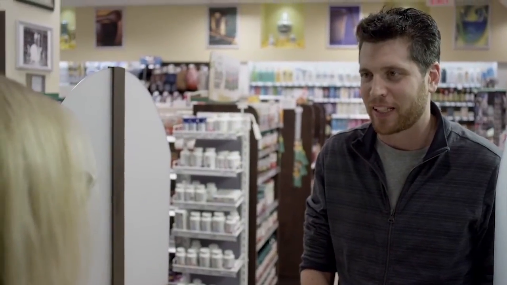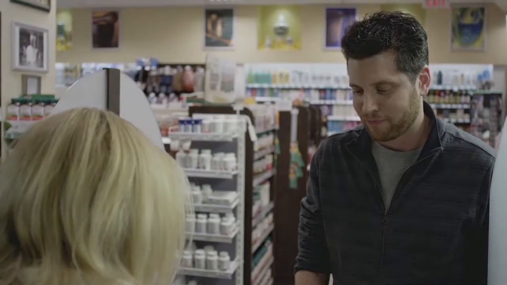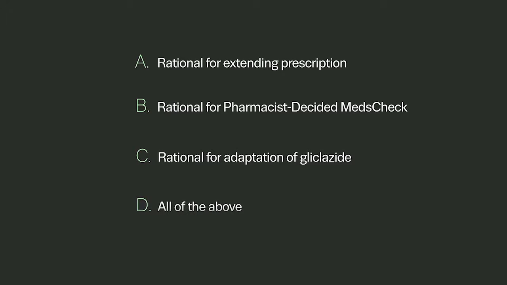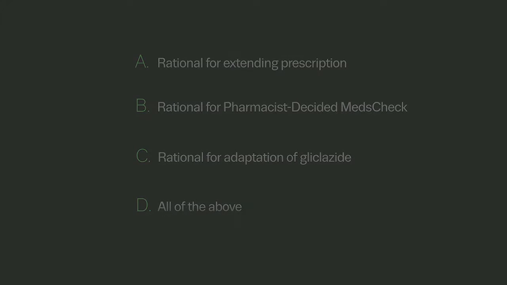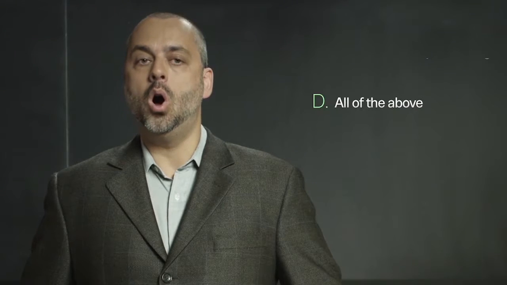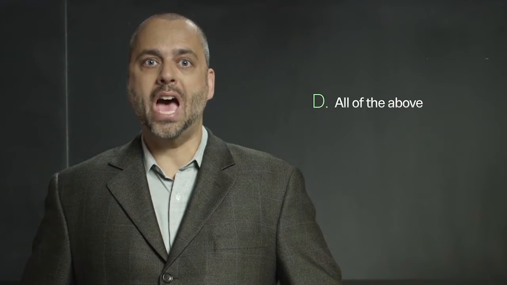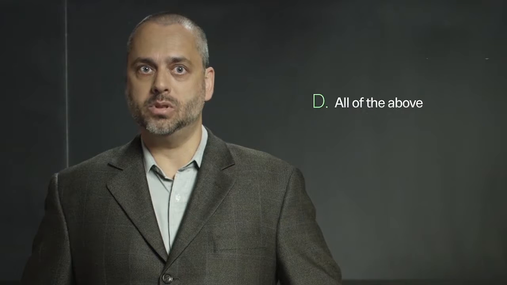In our case, which of the following will the pharmacist have to adequately document? A, the rationale for extending the prescription. B, the rationale for pharmacist-decided meds check. C, the rationale for adaptation of gliclazide. Or D, all of the above. The answer is D, all of the above. In this case, the pharmacist would have to adequately document all of the options.